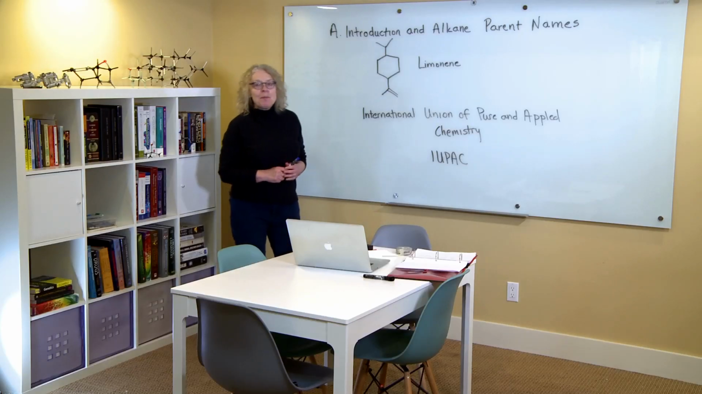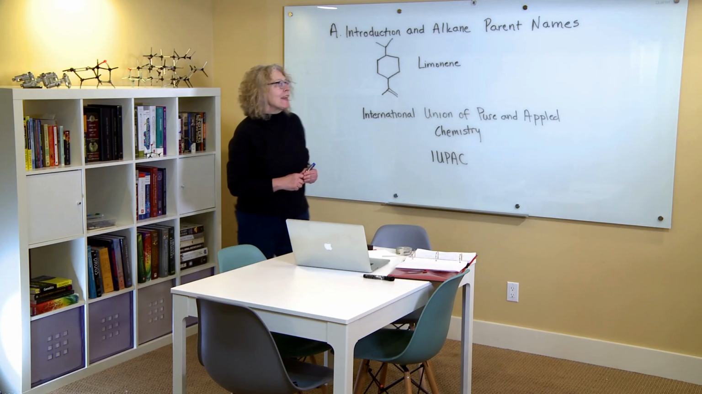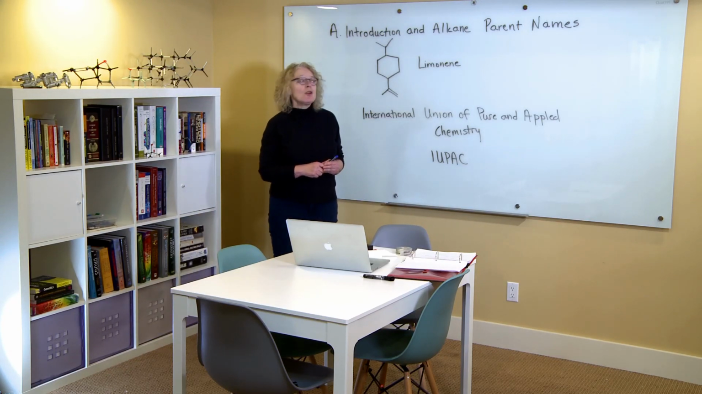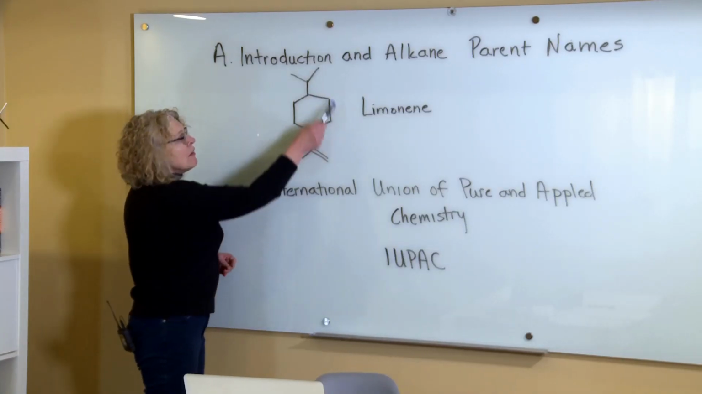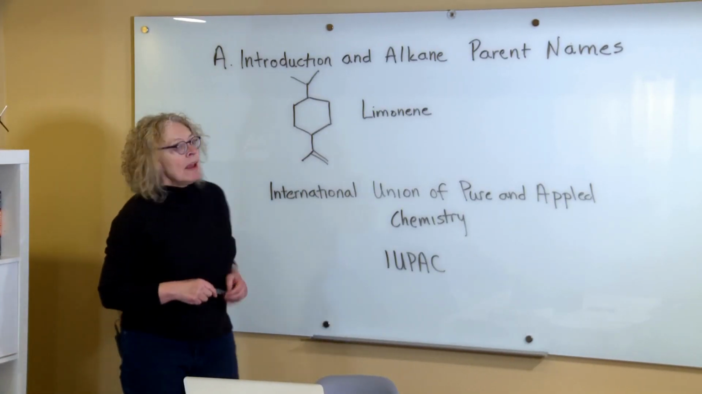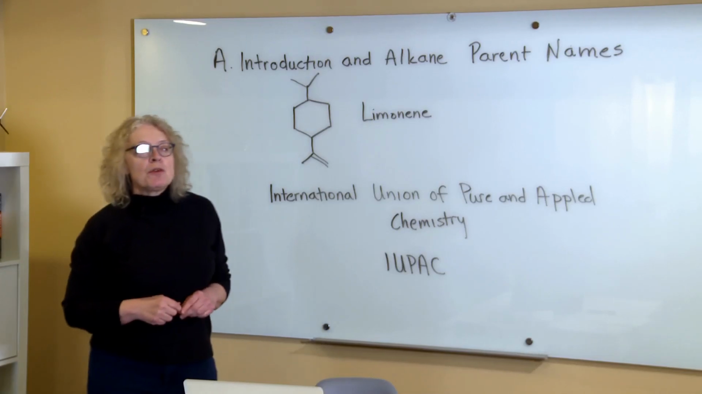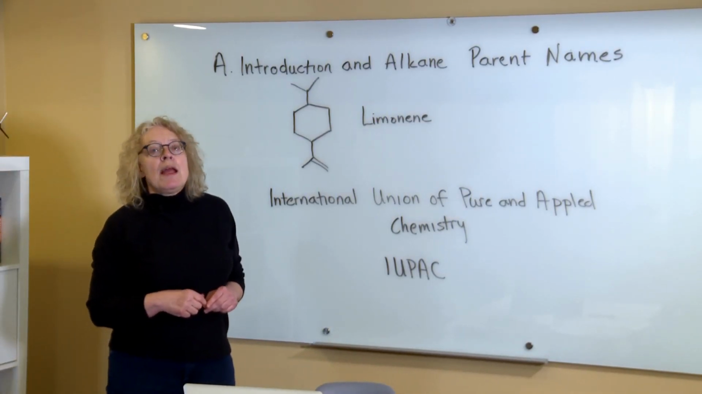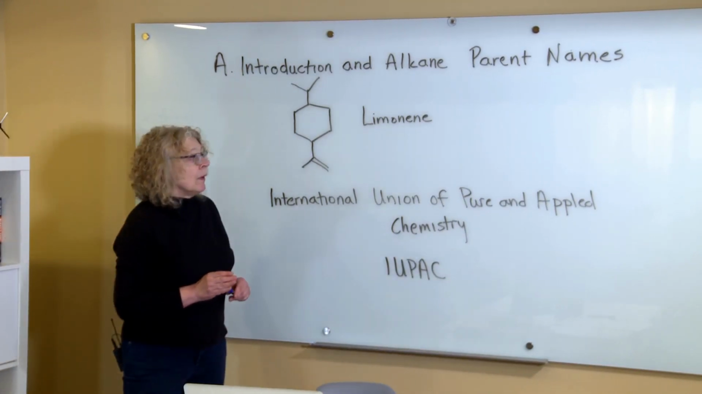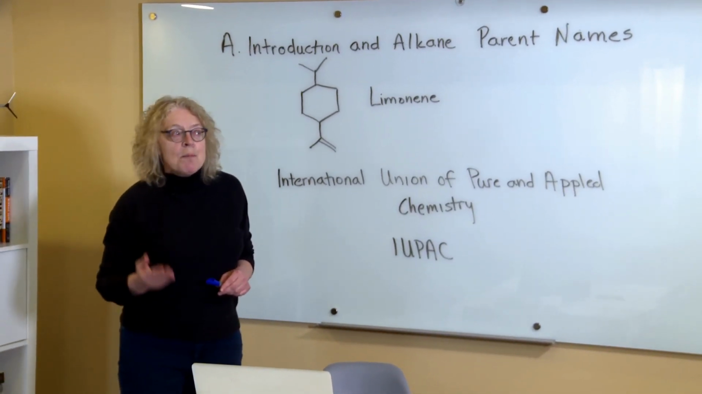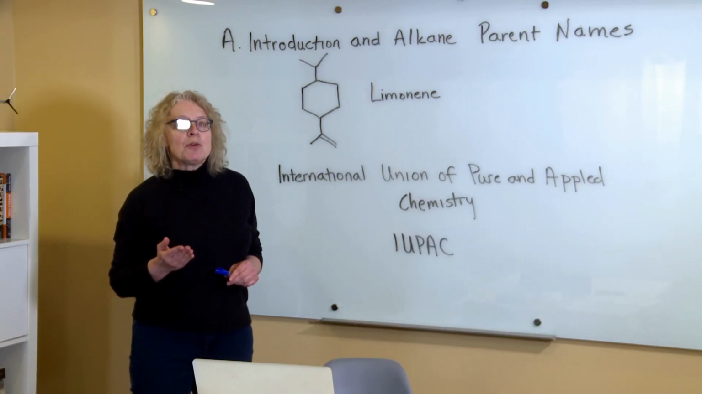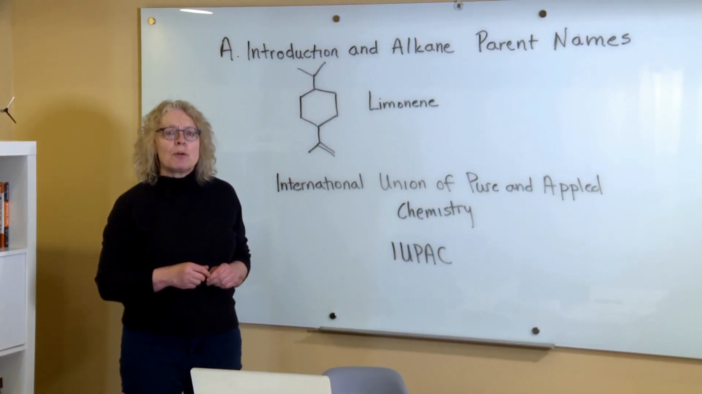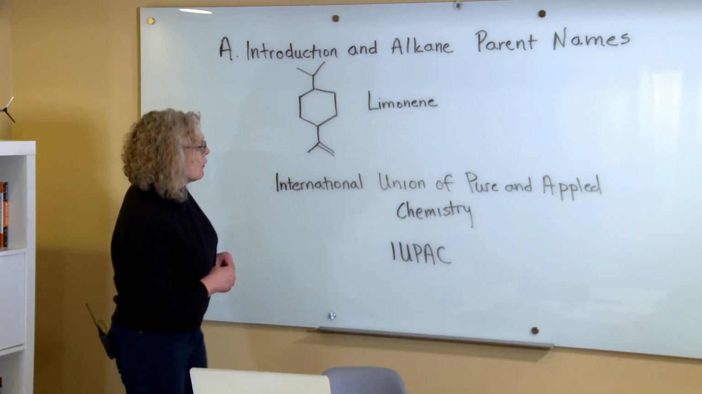The entire basis of the nomenclature of organic compounds is that of the alkanes. So we have to talk about the alkane nomenclature first. This is the molecule limonene. It's the fragrant component of citrus fruits such as limes, lemons, oranges, and it's a descriptive name. But there are many hundreds of compounds in citrus fruit, and this is one of them. It would be impossible to come up with a unique descriptive name for every organic compound.